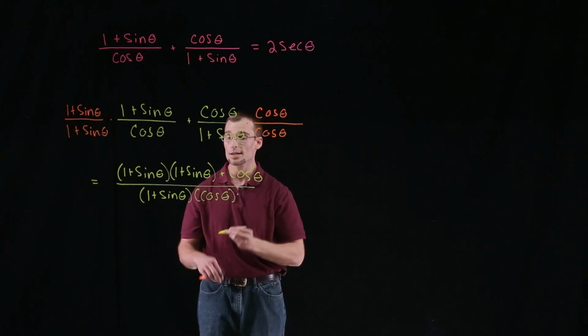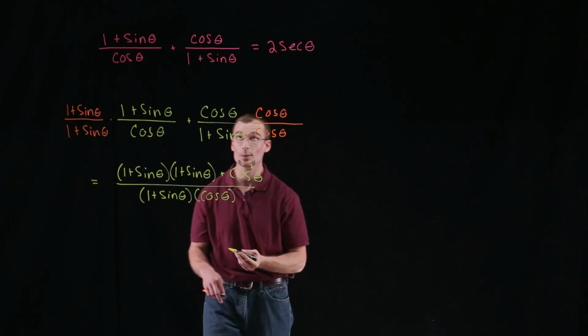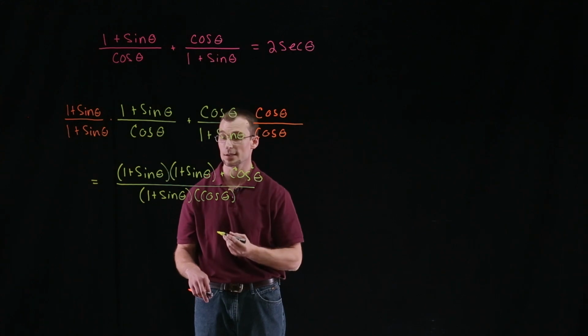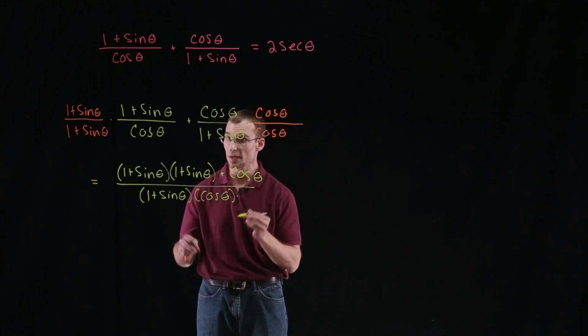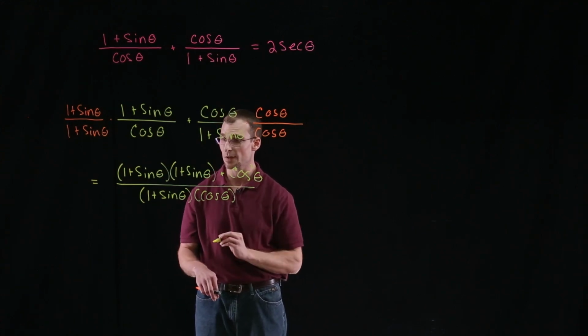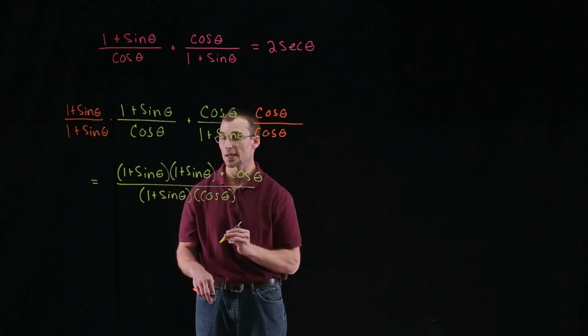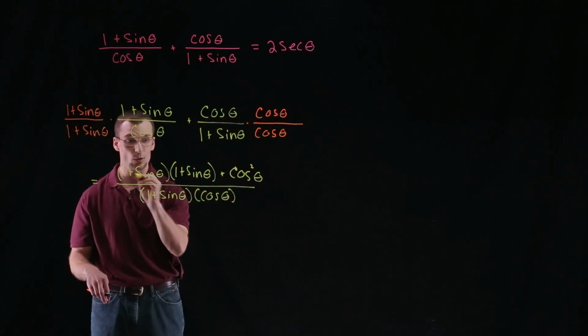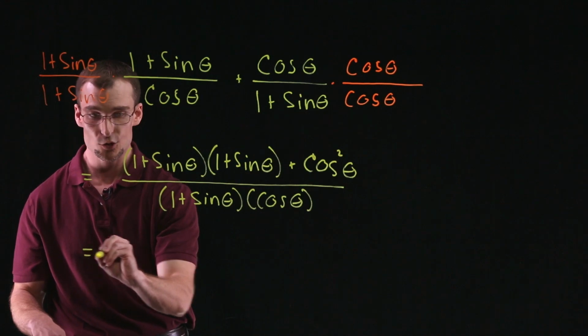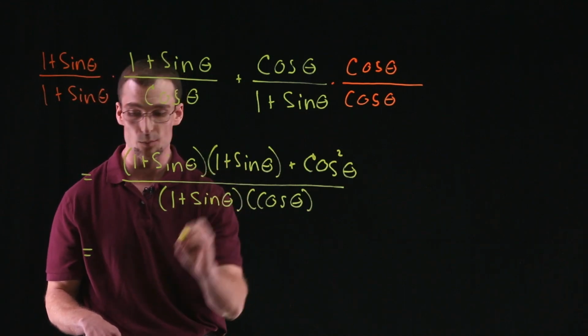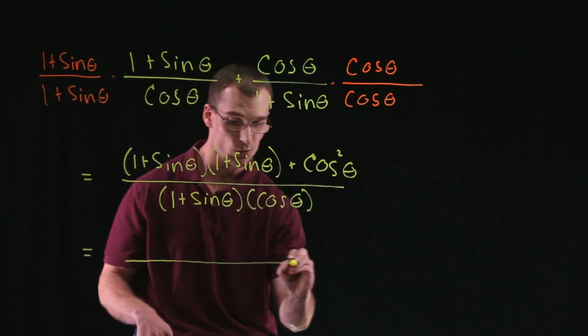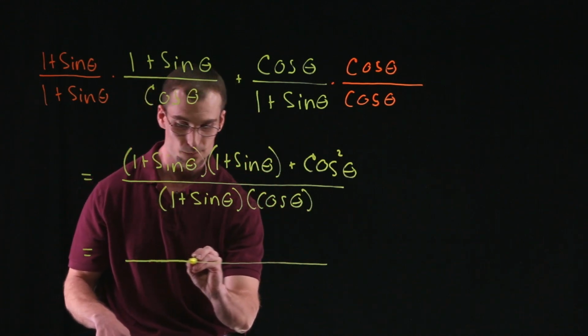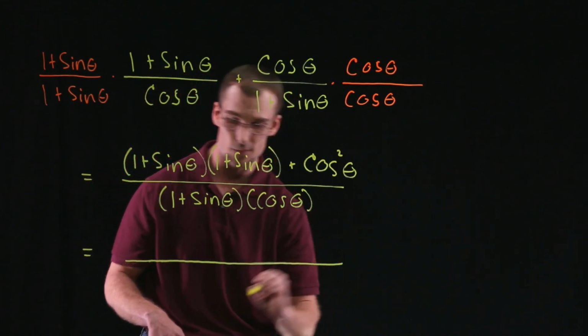Okay. So we want to continue to simplify this, and in the end, hopefully we get something equal to 2 secant theta. Now, we have fundamental trig identities that we can use, but before we go there, we're going to do some algebraic simplification in the numerator. Namely, I'm going to multiply this term out, (1 plus sine theta) times (1 plus sine theta), added with cosine squared theta, and see what we can go from there.